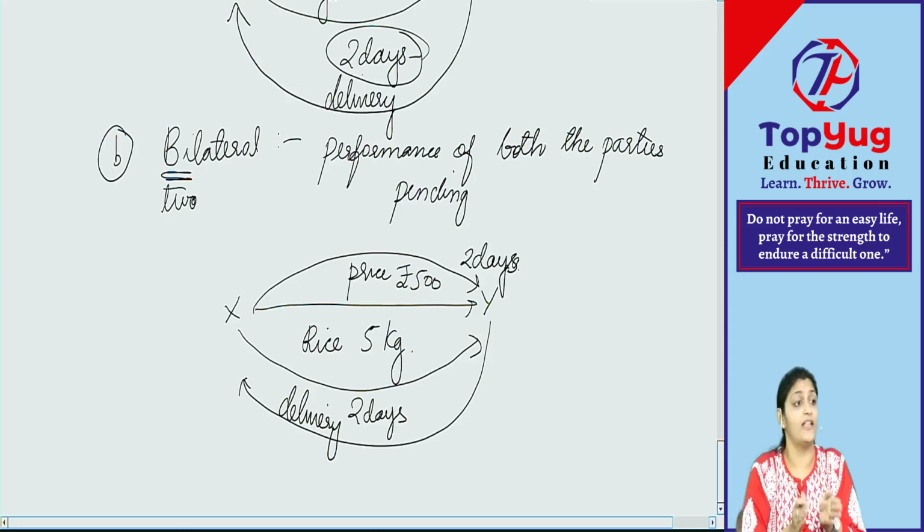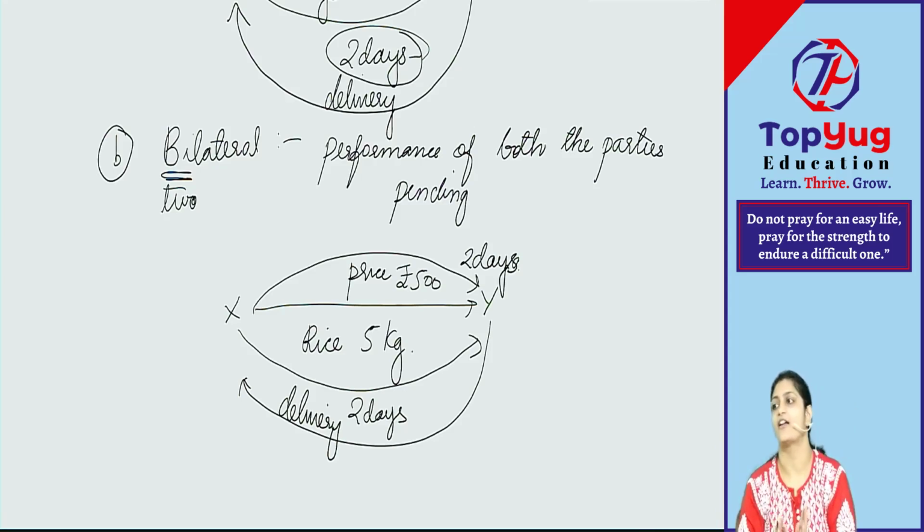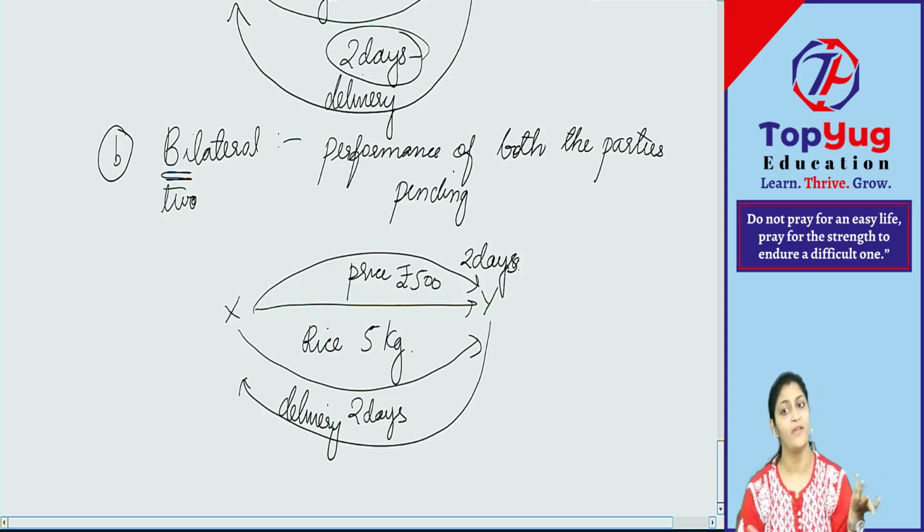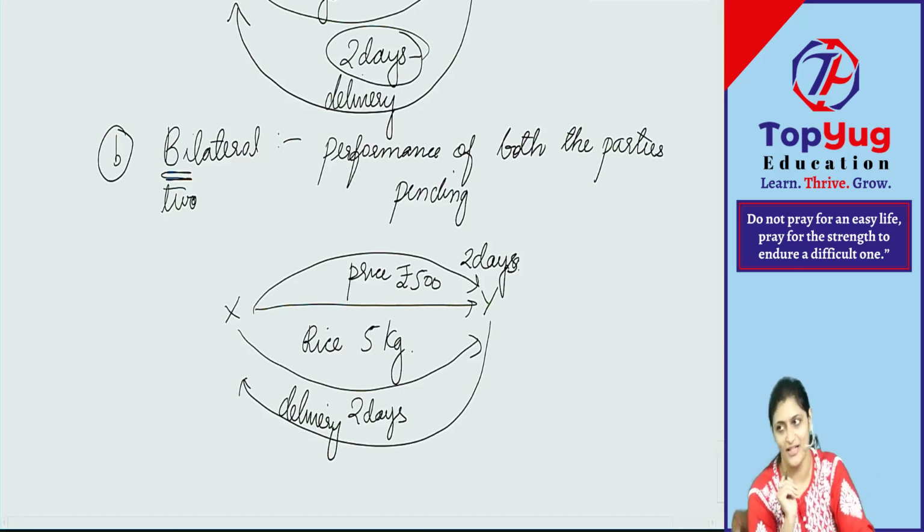At present, when the contract is formed, what type of contract is it? Bilateral contract. In 2 days it will become what? Executed contract. Clear? See, in this case, now it is bilateral. After 2 days, it can become unilateral. After 5 days, it can become executed again. It depends on the terms of the contract.